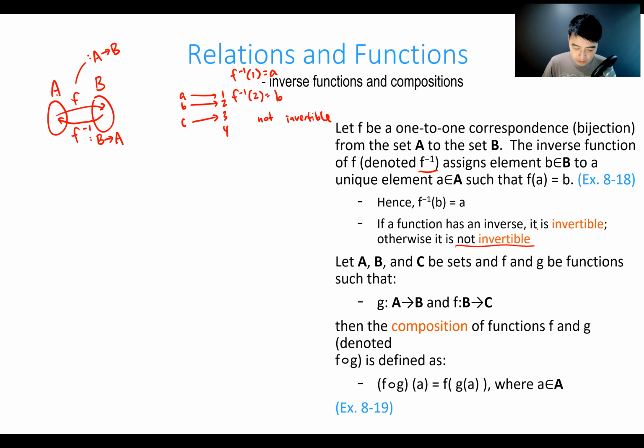Okay, so what about the case where it is not one-to-one? What if I had a function like this, 1, 2, and then I had something like this? Well, again, we can say that the inverse of 1 is equal to A, but then the inverse of 2 is B and C. Well, again, this is not a function. So again, it is not invertible.